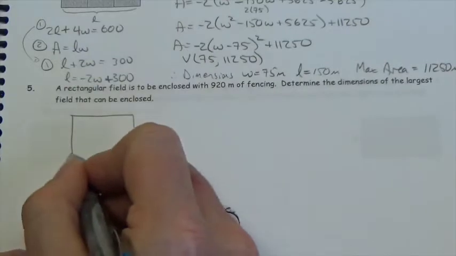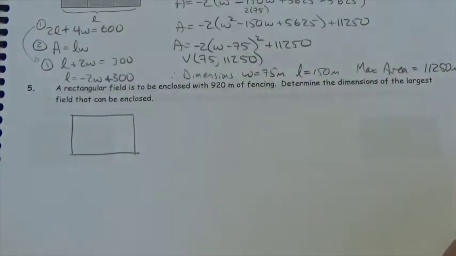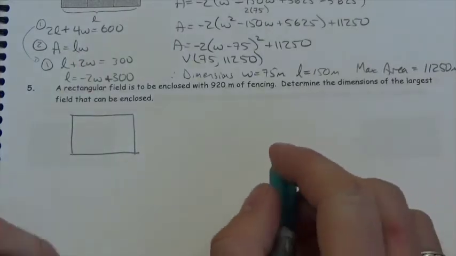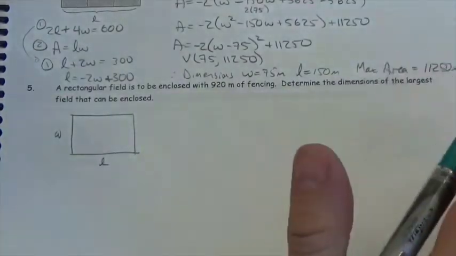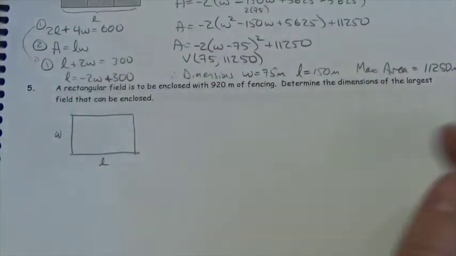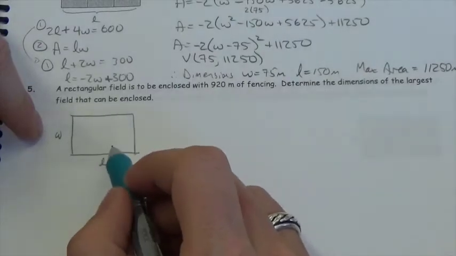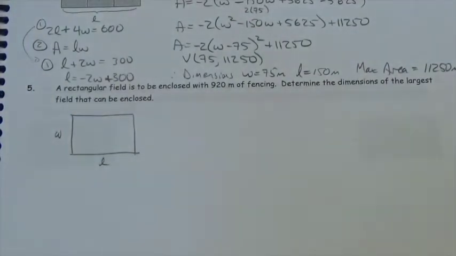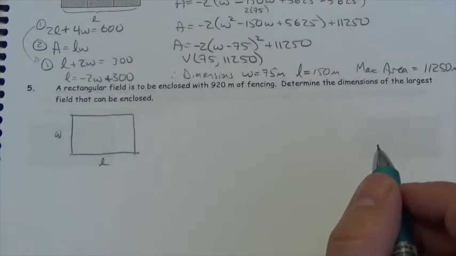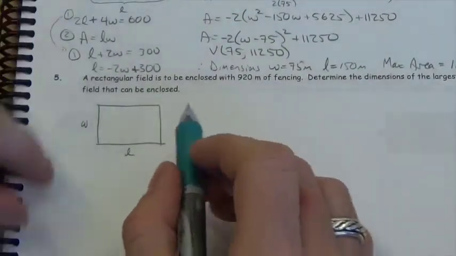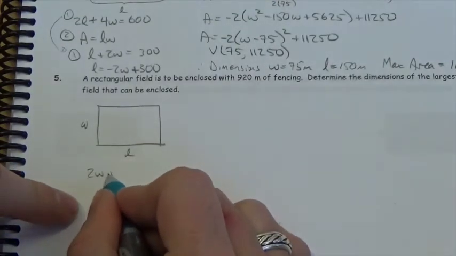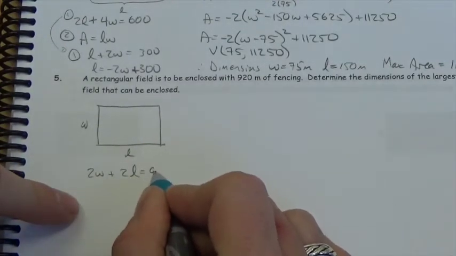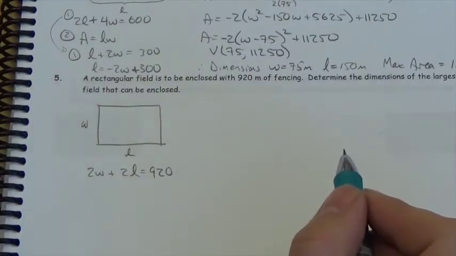So here we're going to just draw this rectangle. Now no diagram is provided, so I have to provide this for myself. I'll call this width, I'll call this length. I'm not given any indication of whether there's anything else going on there. It just says a rectangular field is enclosed, so that's it. But because it's a rectangular field, I know that this would also be W and this would also be L. So I know that 2 W's plus 2 L's is going to equal 920 meters of fencing.